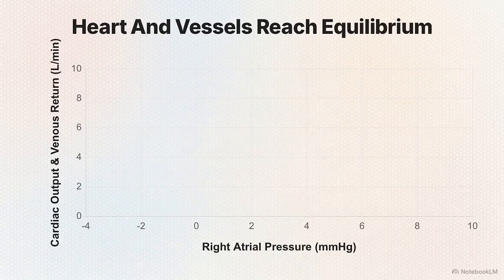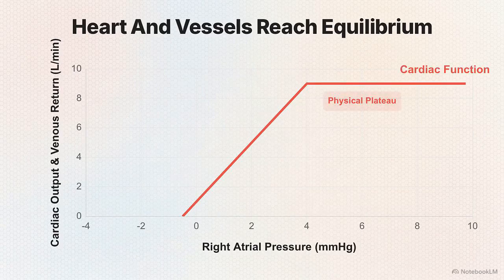To map how the heart handles this returning blood, we use a cardiac function curve. This graph plots right atrial pressure on the x-axis against cardiac output on the y-axis. According to the Frank-Starling mechanism, as venous return increases, atrial pressure stretches the heart muscle, and cardiac output rises linearly until it hits a physical plateau.